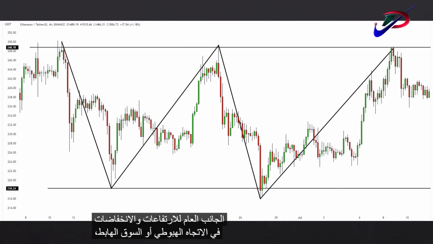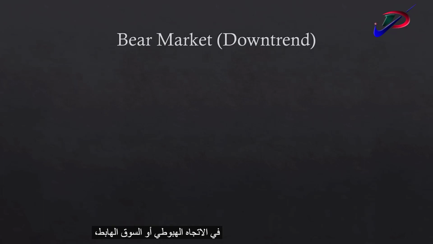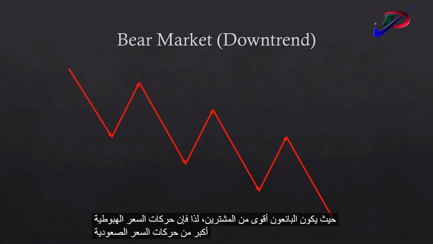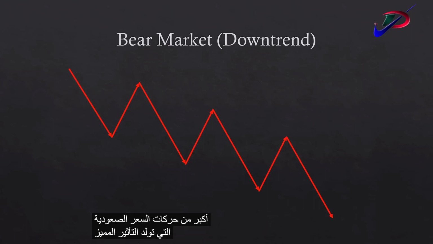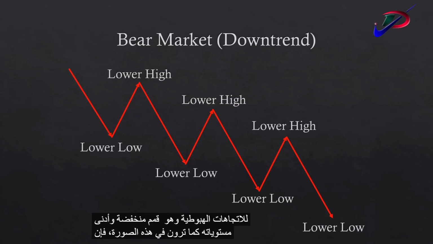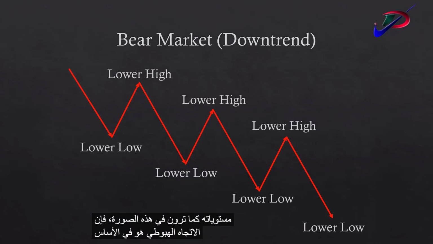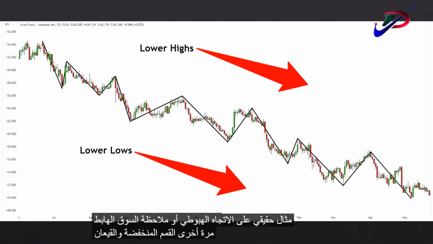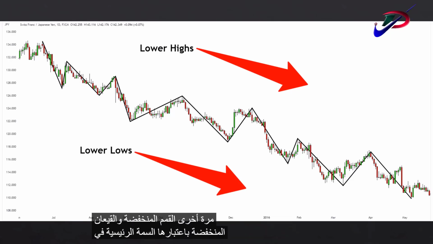In a downtrend or bear market, the sellers are more powerful than buyers, so the downward price movements are larger than the upward price movements. That generates the characteristic effect of downtrends, which is lower highs and lower lows, as you can see in this image. The downtrend is basically the mirrored image of the uptrend. In this chart, you can observe a real example of downtrend or bear market. Notice once again the lower highs and lower lows as the main characteristic in here.